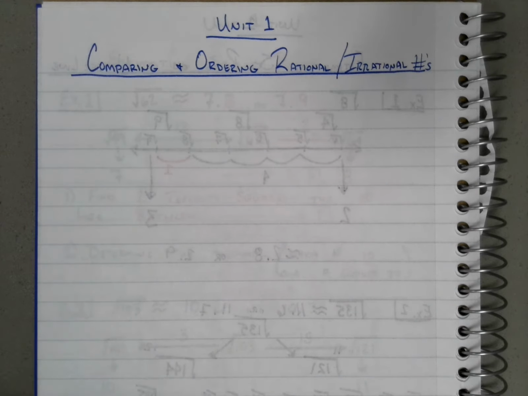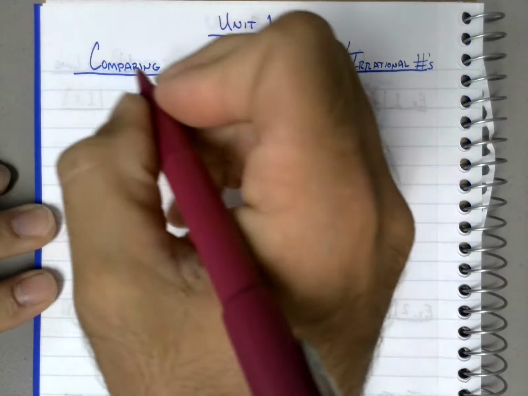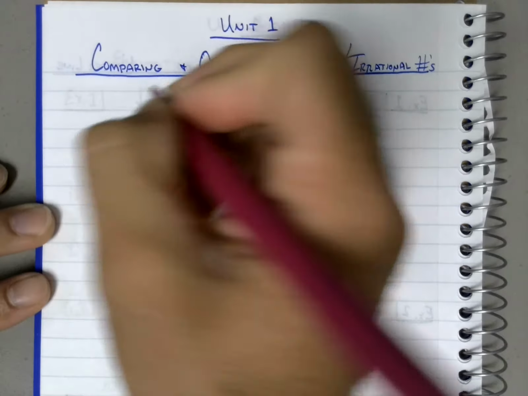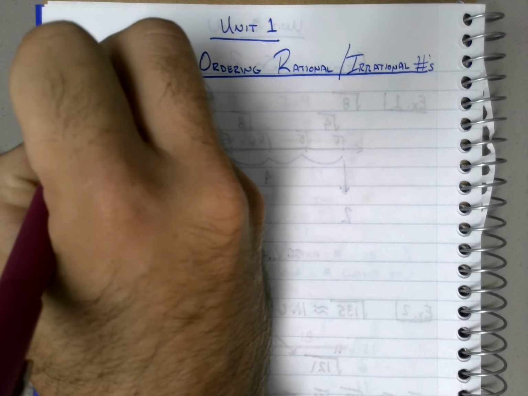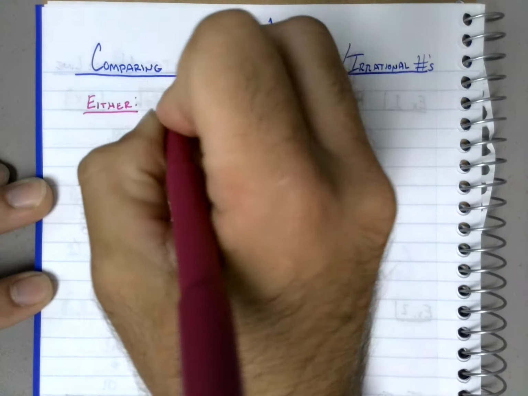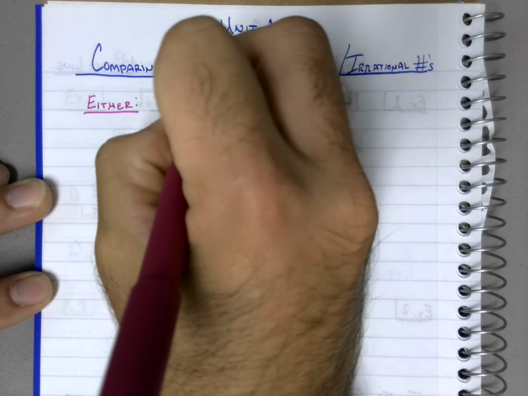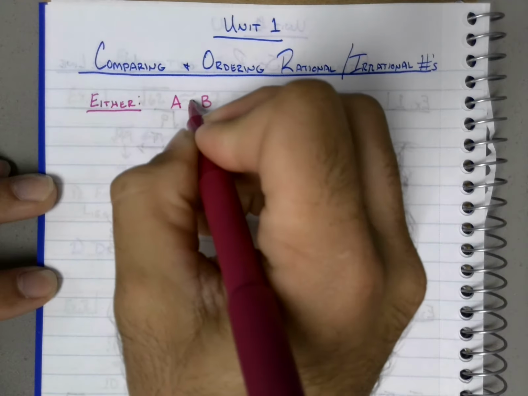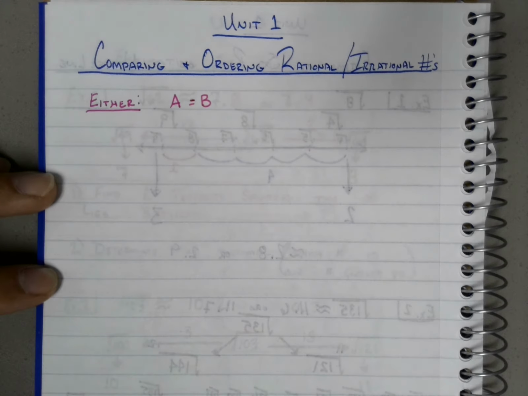First, let's say that we have an A and a B number. There are three things that can happen. Either A is going to equal B. When we compare, equal means they are the same.